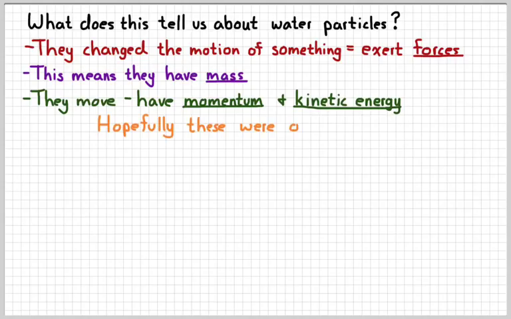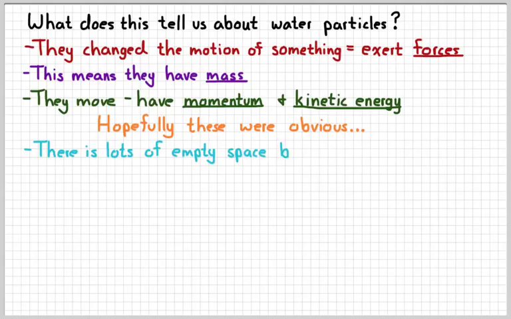Hopefully these were kind of obvious. Maybe they were so obvious that you didn't even really think that they were worth mentioning, but it's a really good place to start. So here are some of the less obvious things. First of all, there's empty space between those water particles, as evidenced by the fact the pollen is actually able to move a distance before it's redirected by other water molecules.